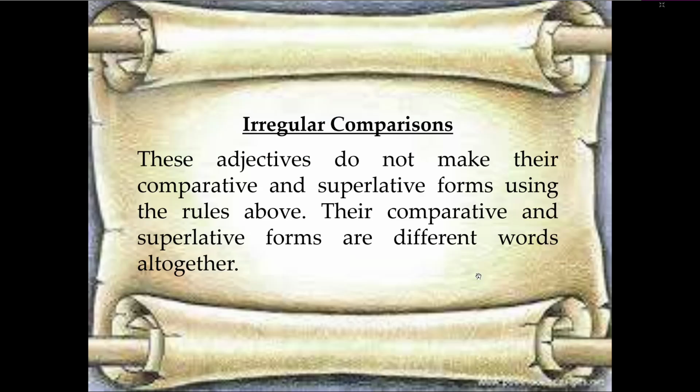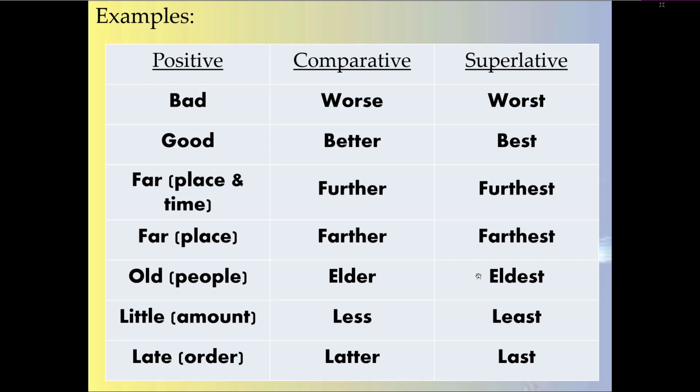Irregular comparisons. These adjectives do not make their comparative and superlative forms using the rules above. Their comparative and superlative forms are different words altogether. See the examples. Bad, worse, worst. There is no use of er or est or more or most. They are totally different. Bad, worse, worst. Good, better, best. Far, further, furthest. It is used for place and time. And far, when particularly we use far for the place: farther, farthest.